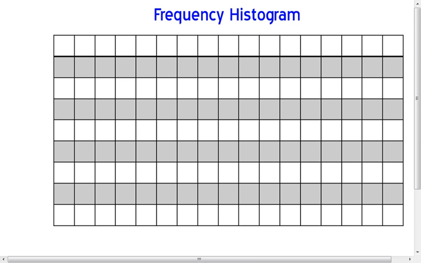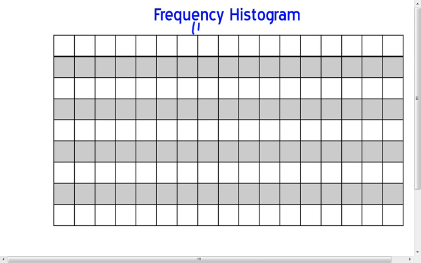Okay, then you are going to take that data that you had on the previous page, and you are going to make, first of all, a frequency histogram. And I'm not going to go all the way through this, but I'm going to get you started on both a frequency histogram and a relative frequency histogram. So the first thing you need to know when you make any graph in math is that you first of all have to have a title.